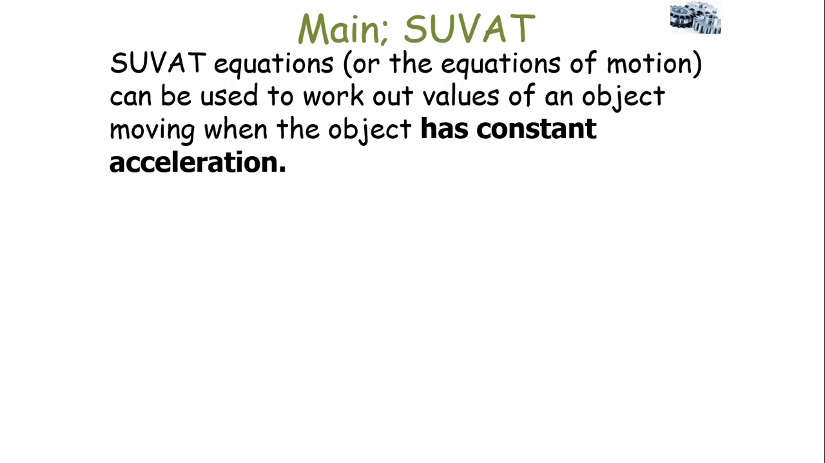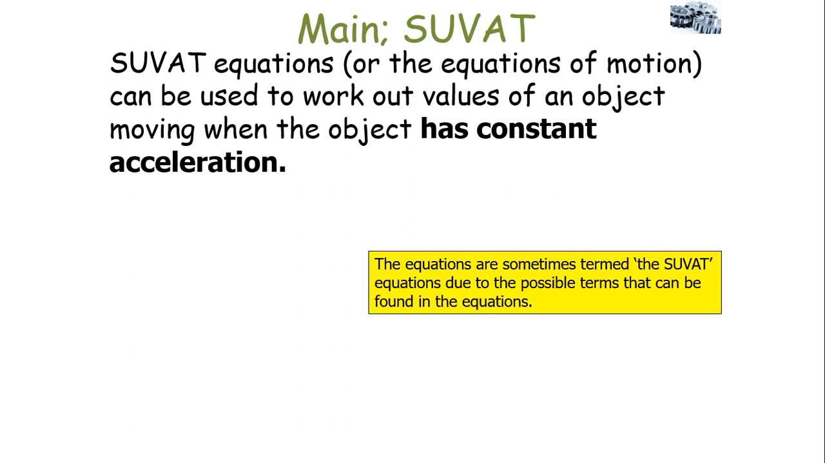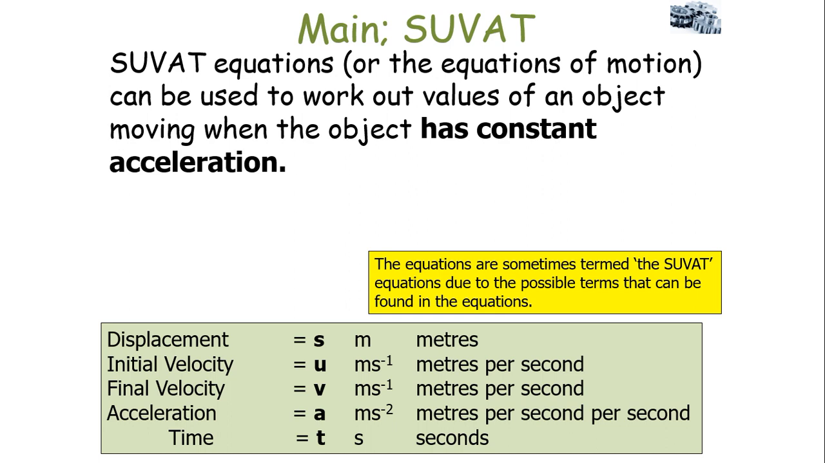We can only use these equations when an object is accelerating constantly, so has the same acceleration throughout the entire journey. There are two equations of motion which you've got to use for GCSE physics. These equations are termed the SUVAT equations due to the possible terms that can be found in the equations, because you've got displacement s, initial velocity u, final velocity v, acceleration a, and time t. So all those symbols form the word SUVAT.